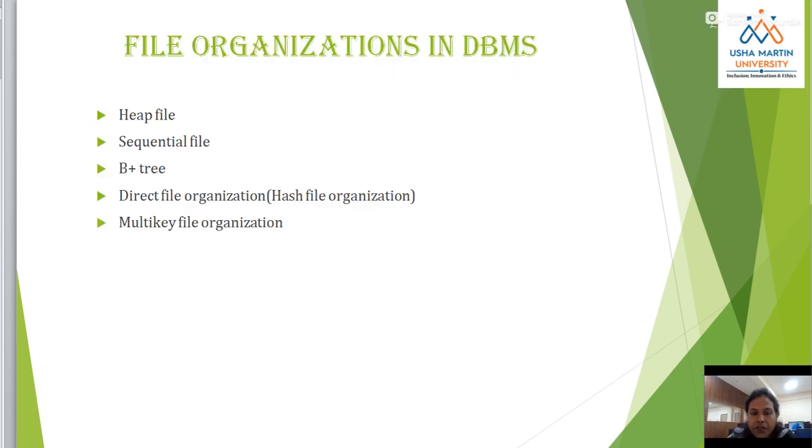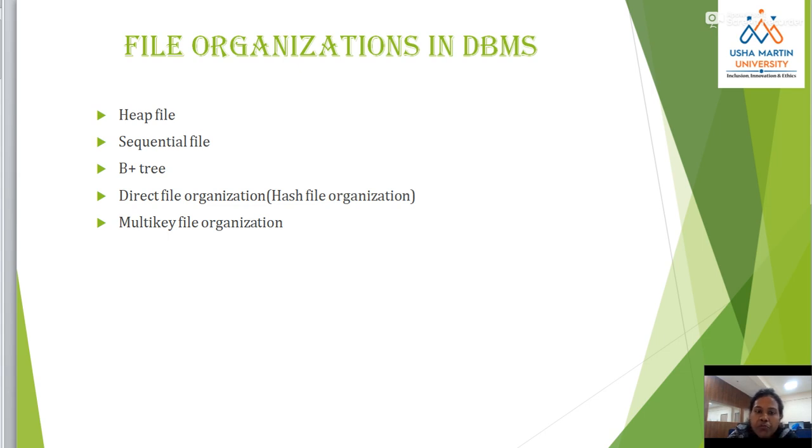Basically, in file organization we will discuss so many file types in DBMS. How many types of file organization are there? Heap file organization, sequential file, B plus tree file organization, direct file, also known as hash file organization, and multi-key file organization. So let's focus on the topic, file organization.